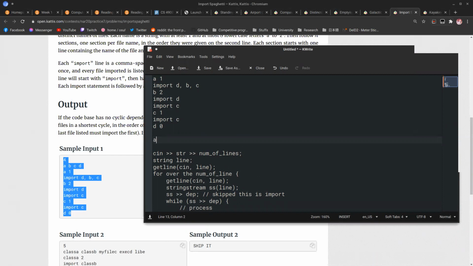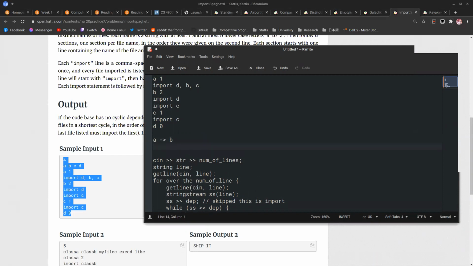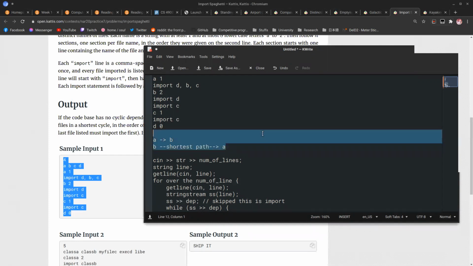But basically for each edge, let's say from A to B, you would try to find the shortest path from B to A. And then this combined with this edge would give the shortest cycle that goes through A and B. Because we need to do this for every edge, it is best to do all pair shortest path, and that can be done with Floyd-Warshall. Yeah, so that's the high level idea.